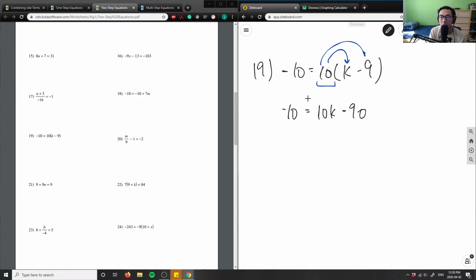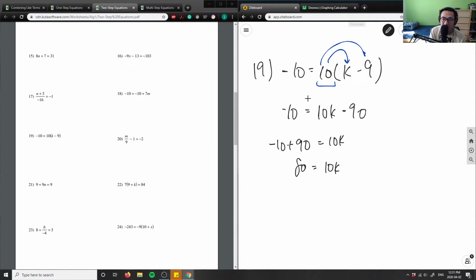And now we can isolate for our k, right? I see this negative 90, and I want to get rid of it. I need to add 90 to both sides, right? Since it's subtracting 90, I want to make it adding 90. I'm doing the reverse operation. So negative 10 plus 90 equals 10k. Negative 10 plus 90 equals 80, right? So 80 equals 10k.